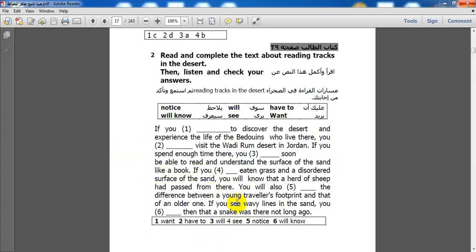If you see eating grass and a disordered surface of the sand, you will know that a herd of sheep has passed from there. You will also notice the difference between a young traveler's footprint and that of an older one. If you see wavy lines in the sand, you will know then that a snake was there not long ago.